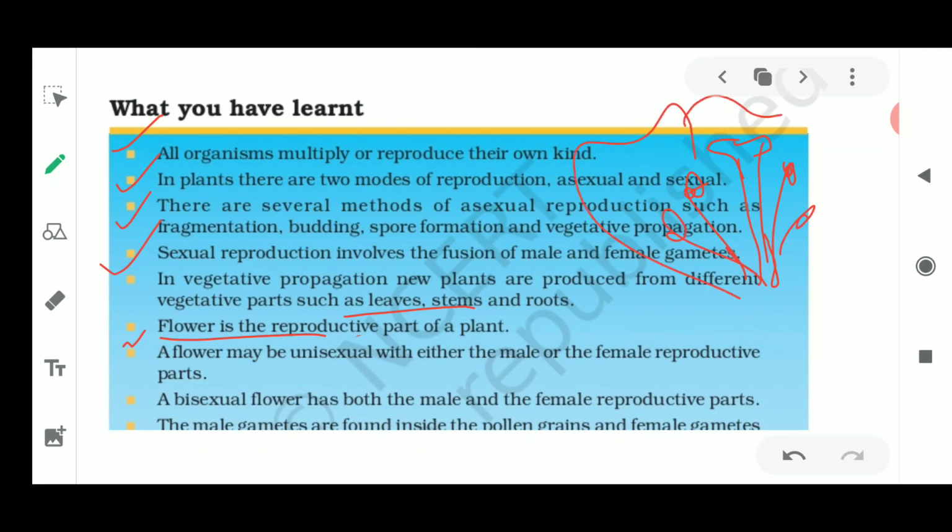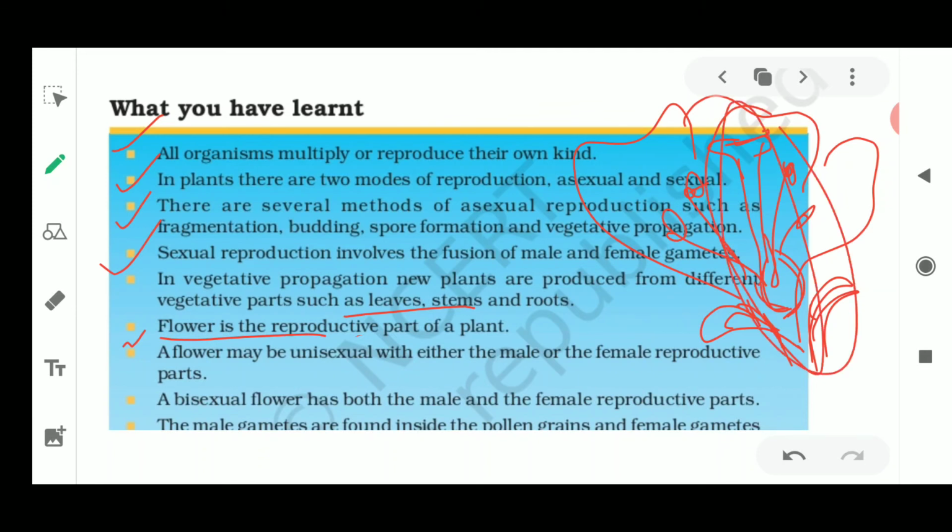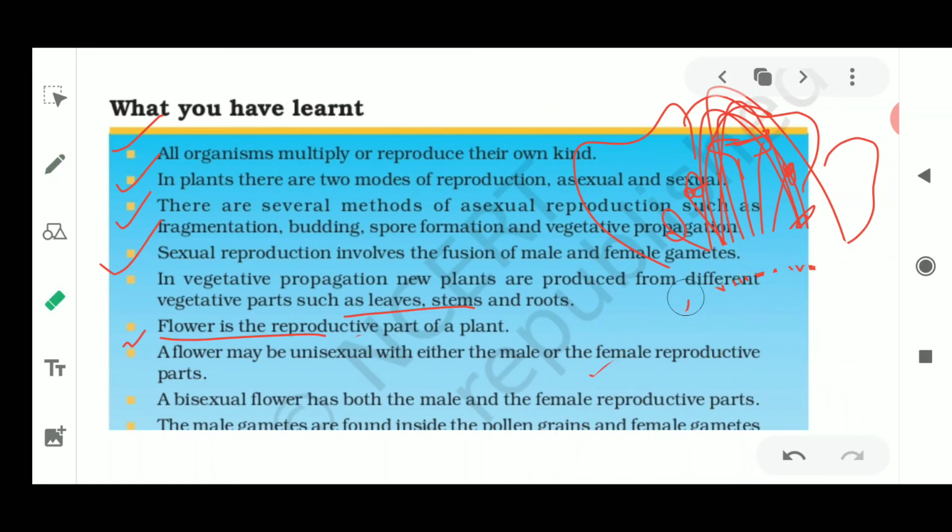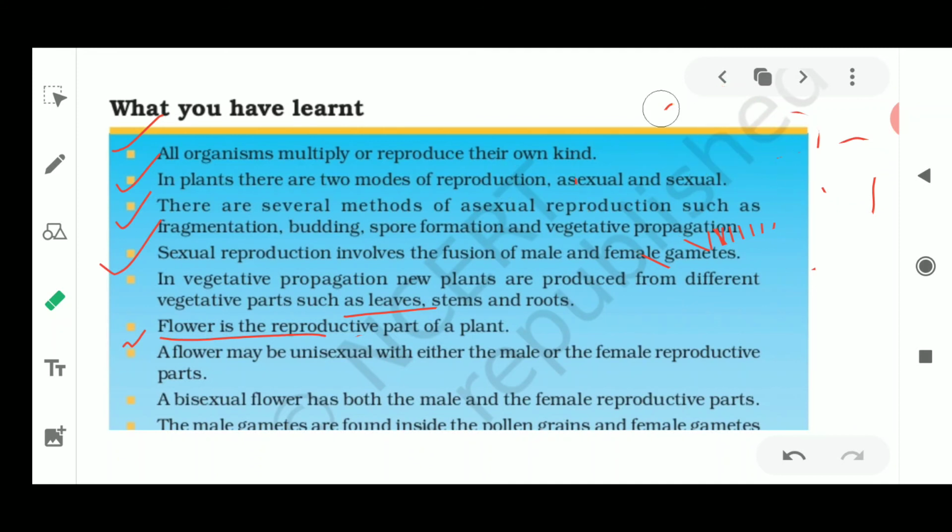If we recall the structure of a flower, there are different parts, but this middle part is known as the pistil, and the next reproductive part was this anther. The anther and filament together are known as the stamen, and the pistil contains the stigma, style and ovary. So these two parts are present inside a flower. That is why the flower is known as a reproductive part of a plant.